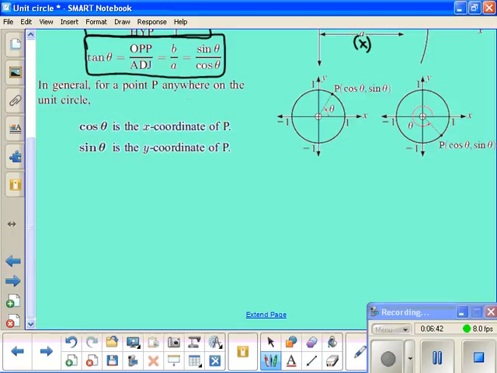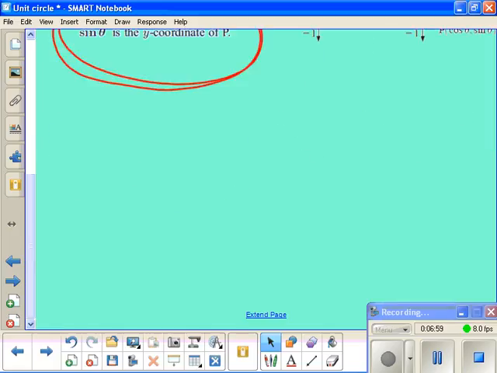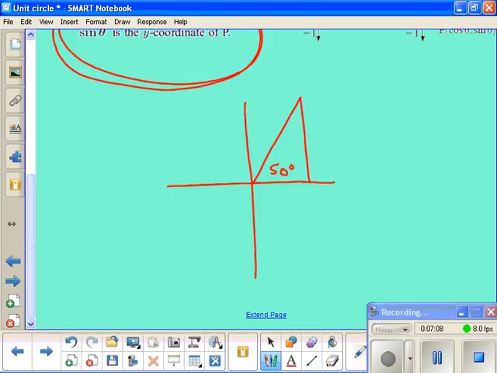Summary, this is the important piece right here. Okay, sine is the y coordinate on the unit circle, sine of theta, whatever theta is, and cosine of theta is the x coordinate. So what does that mean? What that means is on a unit circle, when I have a 50-degree angle here, it is y units up, x units over.